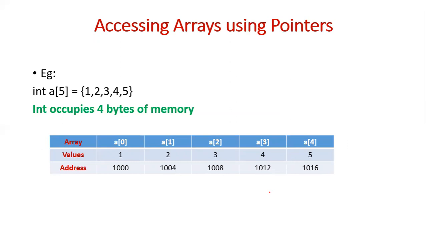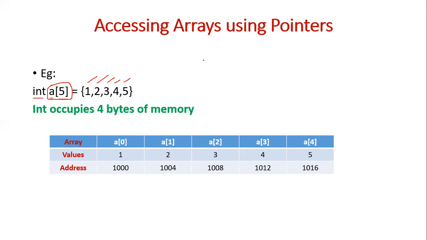Fine. So let us take this example. Say I am declaring an array: int A[5] = {1, 2, 3, 4, 5}. It means it's an integer array, A is the name of the array, and it contains 5 elements. These elements are 1, 2, 3, 4 and 5.